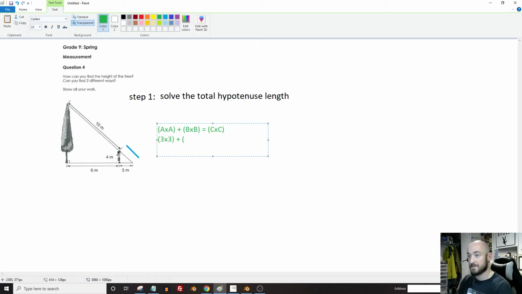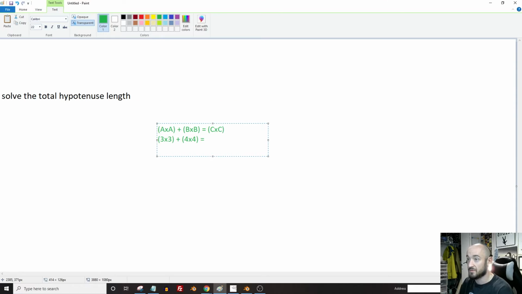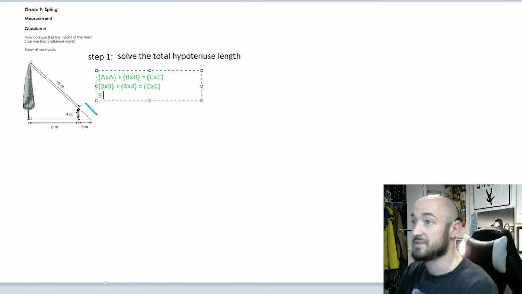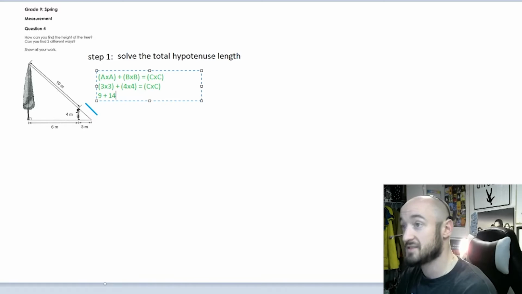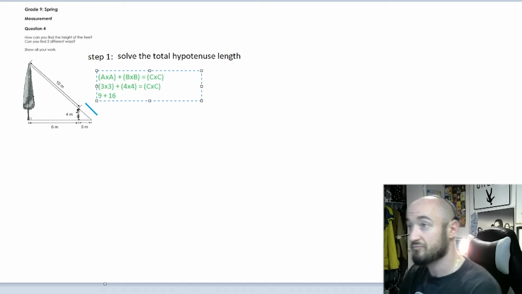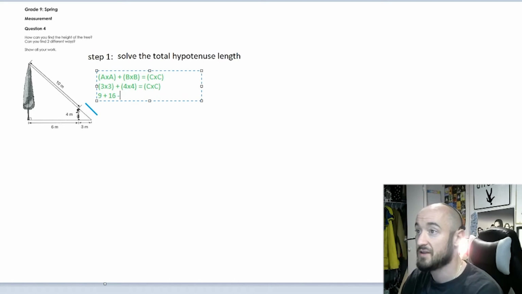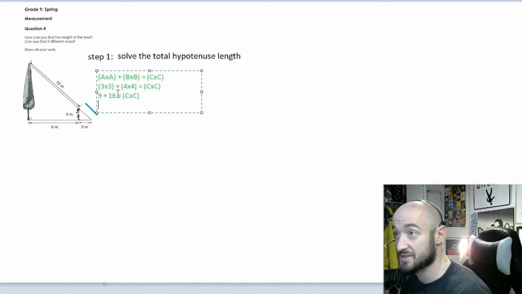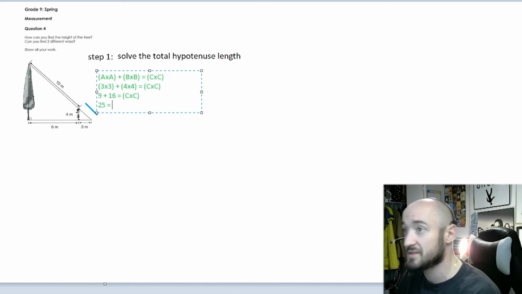So we got 3 times 3 and 4 times 4 are equal to 9 plus 16. 3 times 3 is 9. 4 times 4 is 16, is equal to C times C. So what is 9 plus 16? 25 is equal to C squared. So that's C times C.